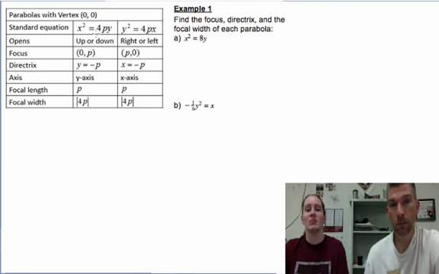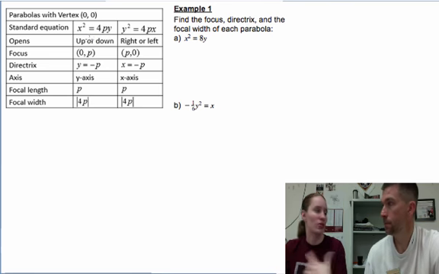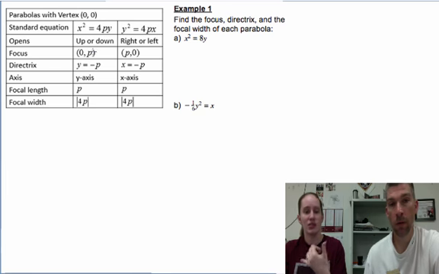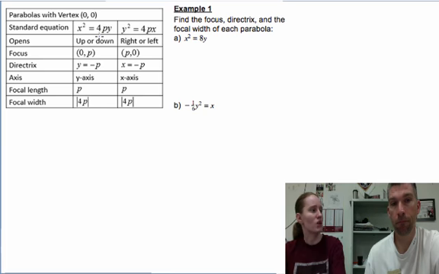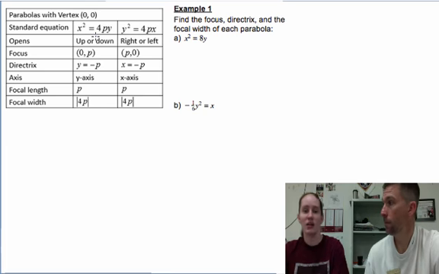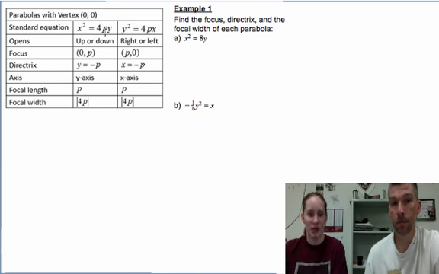And so depending on which term is squared, that's how you know if it opens up or down. And then the sign will tell us whether it's up or down. Because if we had x squared equals negative something y, then that's going down. And if we had x squared equals positive something y, it'd be going up.